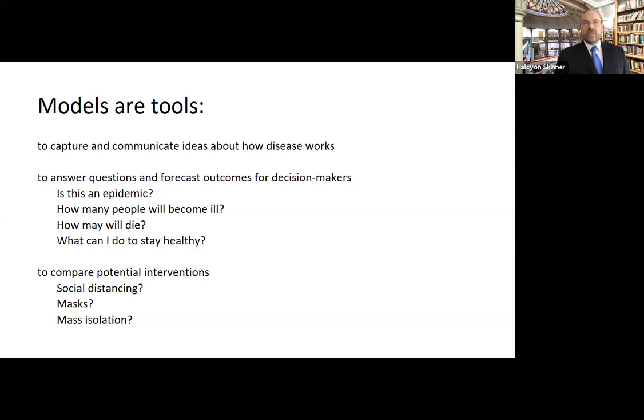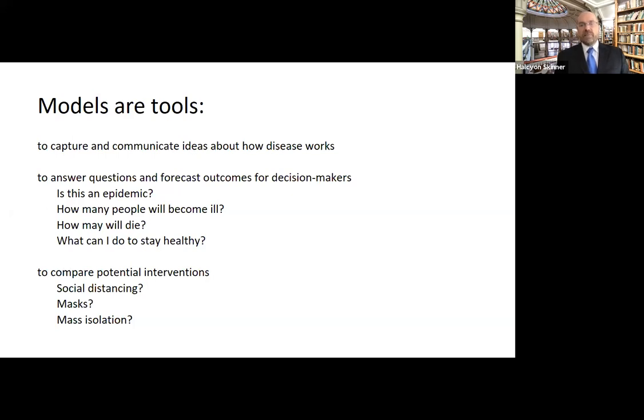So models are tools. There's nothing magical about them, but there's been a lot of discussion of them in the popular press and on social media. So I think it's important to think a little bit about what models are, what they can and can't do. Epidemiologists use models to capture and communicate ideas about how disease works. These are simplified representations of reality that we put into a computational format. And we build models incorporating our beliefs and assumptions, and then try and use them to quantify our expectations about how disease will affect the population.